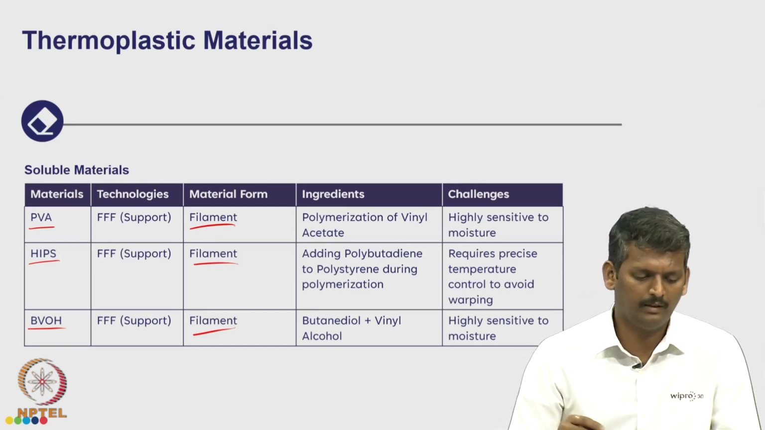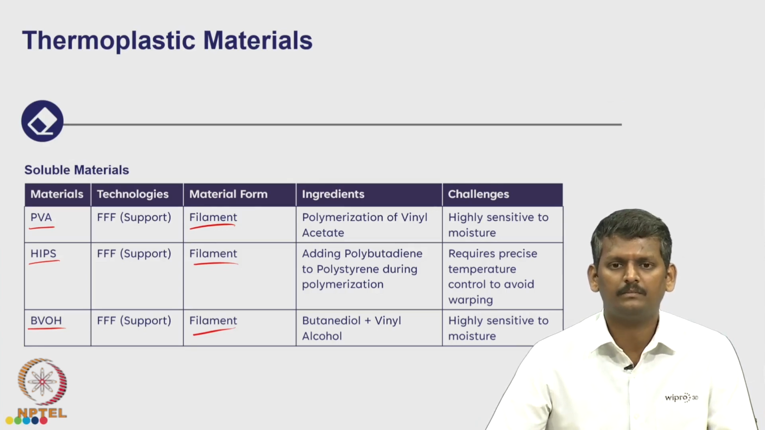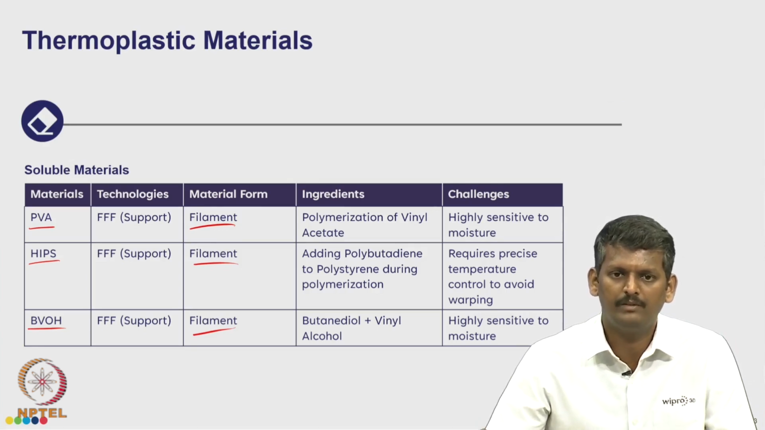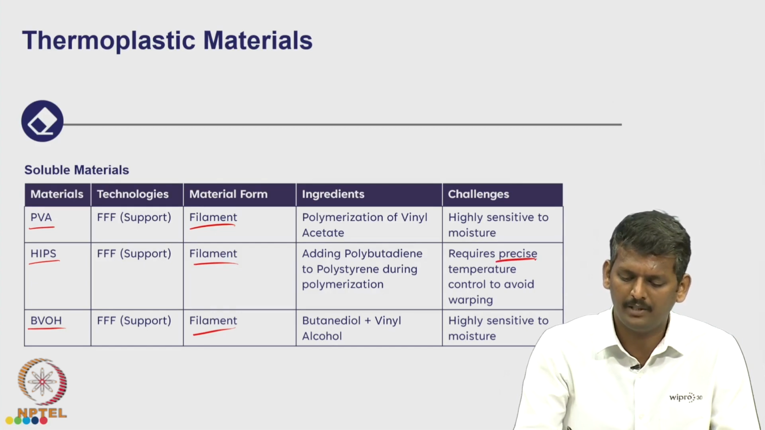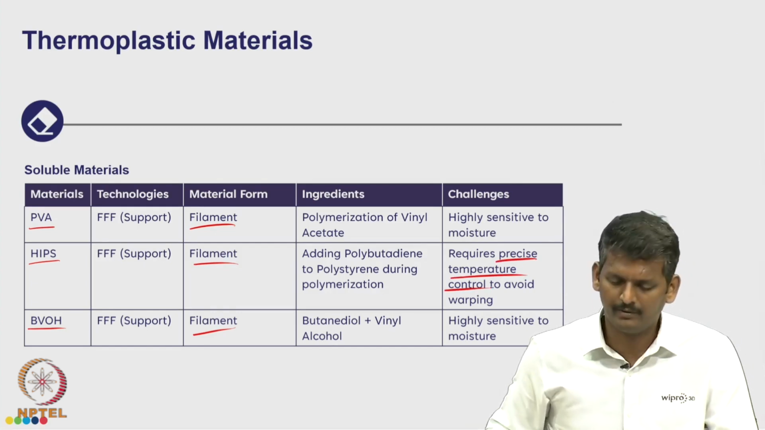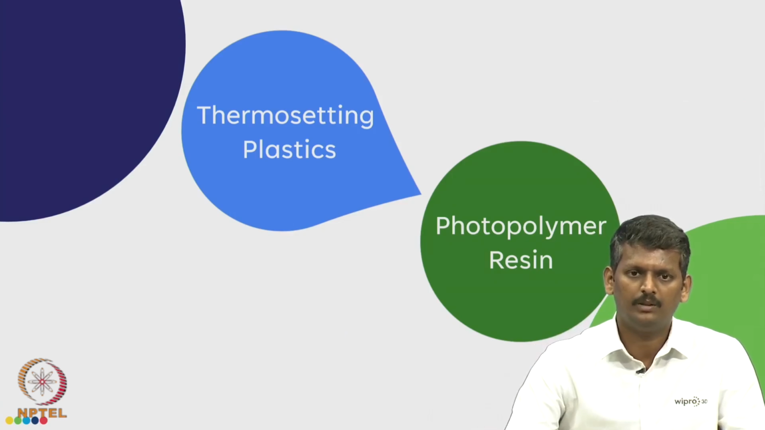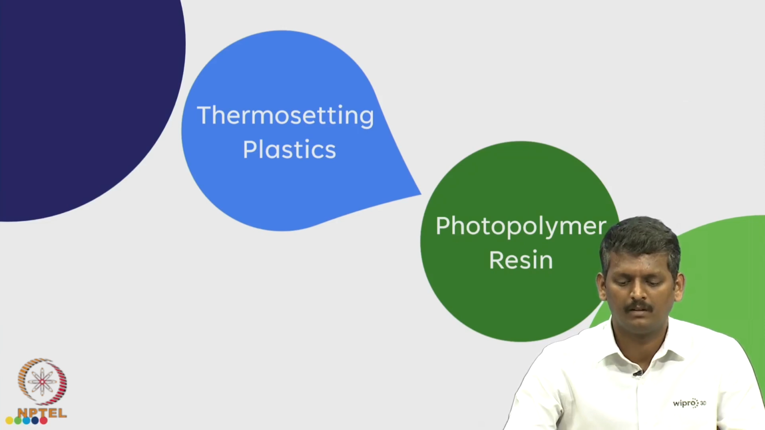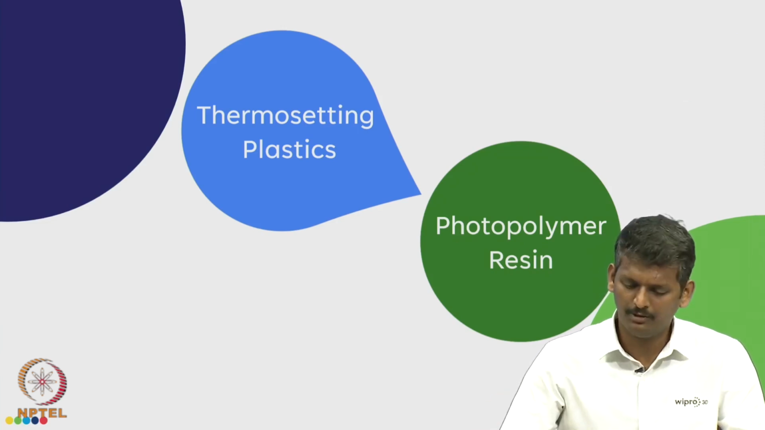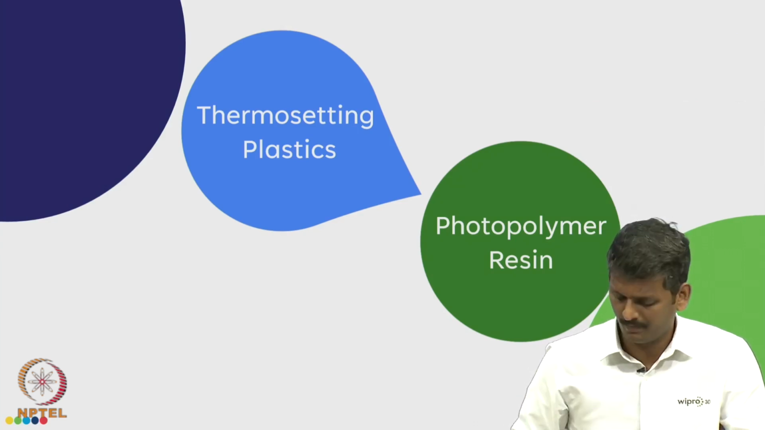And in the case of HIPS material, we have to have a machine with precise temperature control, so that we can avoid warping kind of issues. Now we shall see thermosetting plastic materials, but in this case almost all the thermosetting plastic materials are photopolymer resins, and they are mostly used in material jetting technology and even SLA and DLP technologies.